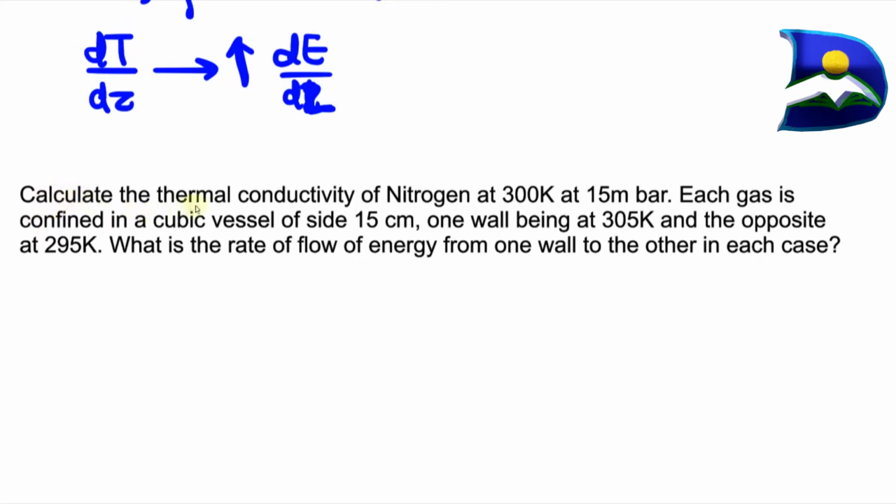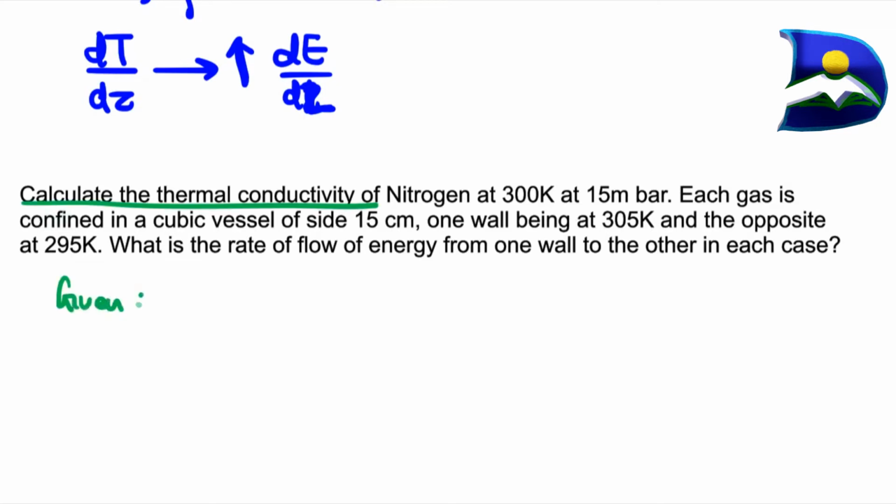So in this video, we're going to look at an example where we're asked to calculate the thermal conductivity of nitrogen at 300 kelvins and 15 millibars. Each gas is confined in a cubic vessel of size 15 centimeters, one wall being at 305 kelvins and the opposite at 295 kelvins. The other question is, what is the rate of flow of energy from one wall to the other in each case? Take note that in this part we're asked to first calculate the thermal conductivity.